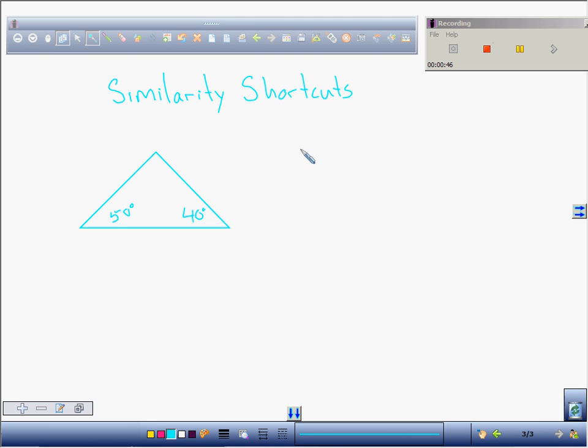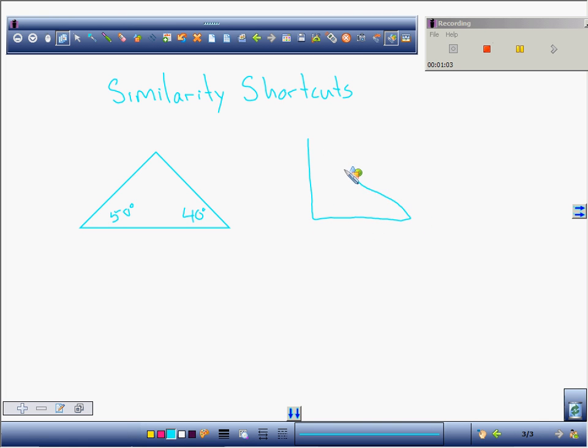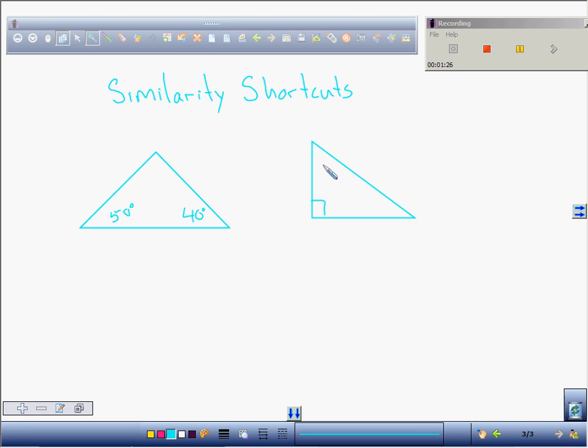And what I know in this triangle is, where's my other triangle? Let's draw another triangle. Does that look like a triangle? Sort of. All I'm going to tell you is that this is a right angle over here. And let's say that this angle here is 40 degrees. Okay? And I will ask, are these triangles similar?